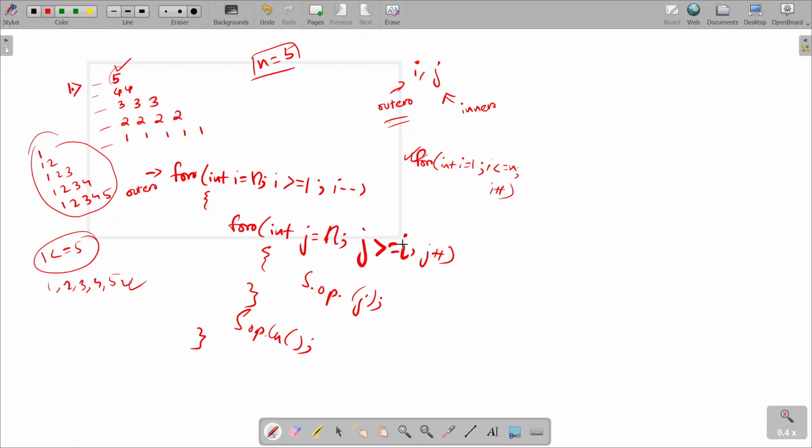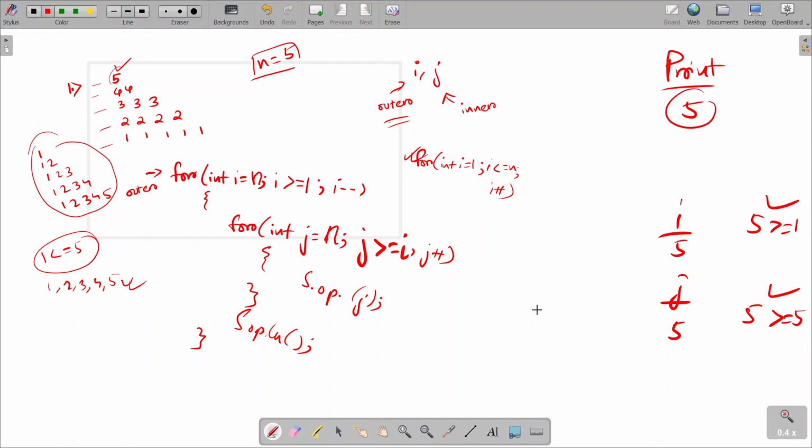For the first line, i's value is now 5. What is the condition? 5 greater than or equal to 1. Yes, the condition is satisfied, so it is entering the loop. j's value is initialized to 5. And what is the condition over here? 5 greater than or equal to 5, because i's value is 5 now. Yes, so it will print j. We are printing j, so 5 is getting printed.